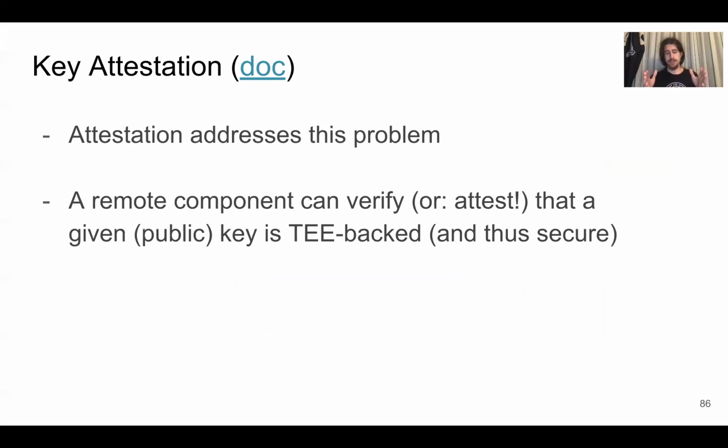Given a public key, through attestation, I can say, let me check it. Yes, this is actually a key generated from trust zone. Since I know it's generated from trust zone, I know that the private key still lives in trust zone and is safe. The attacker cannot have access to it.